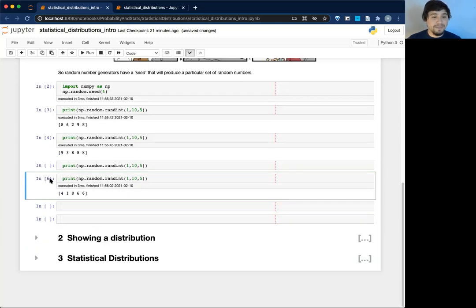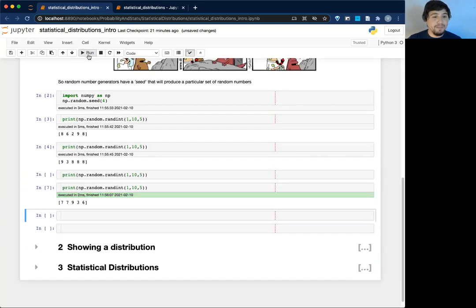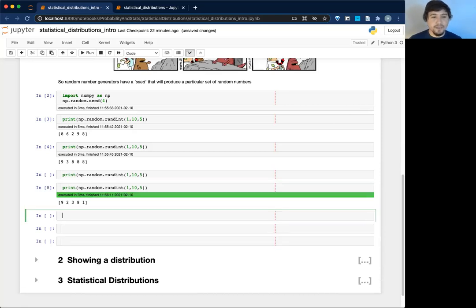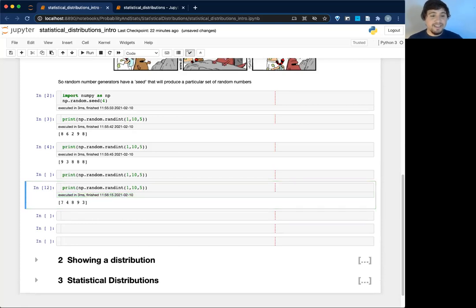Sorry, I'm on a different computer today, so it's throwing me off. What's the shortcut on Mac to run the same cell without moving down? Command, okay, Command Enter.